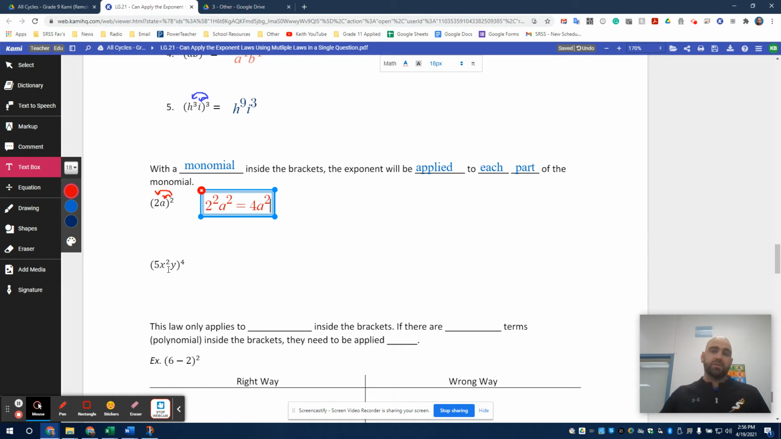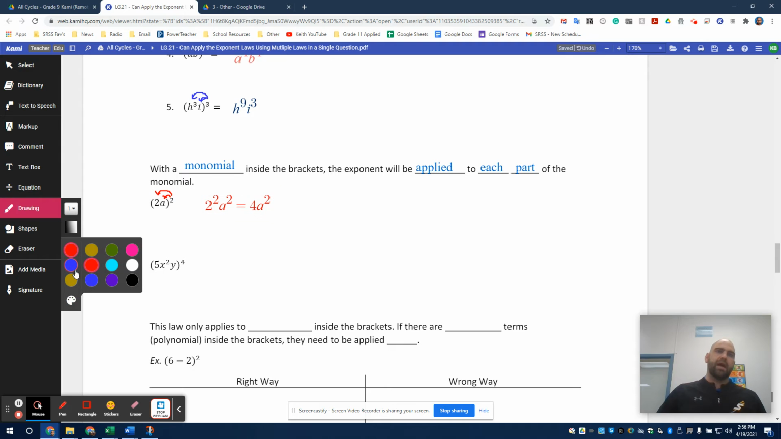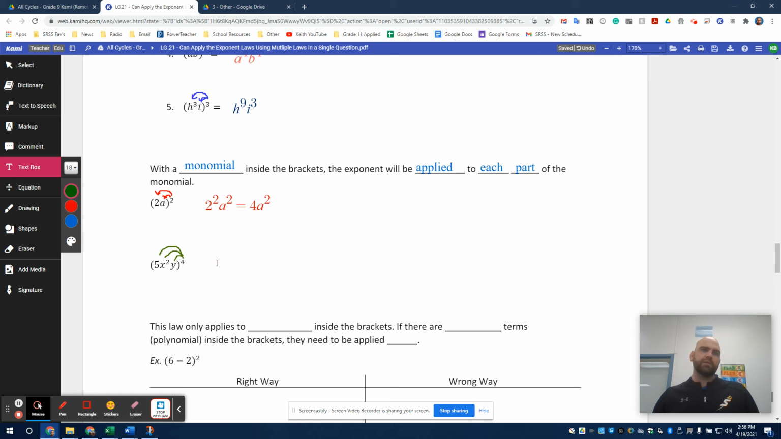The next one is a little more difficult, especially since we have a bigger power on the outside. But in this case, we have a 4 being applied to all of the pieces inside the bracket. So the 4 is being applied to the y, it's being applied to the x squared, and it's being applied to the 5. So when we do this, let's apply it to each piece. We're going to have 5 to the power of 4, and then x squared to the power of 4, so that's 2 times 4 is 8, so it's x to the power of 8, and y is to the power of 1 originally, and so we multiply it by 4, and it's y to the power of 4.